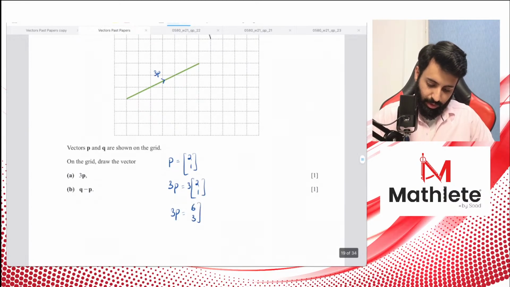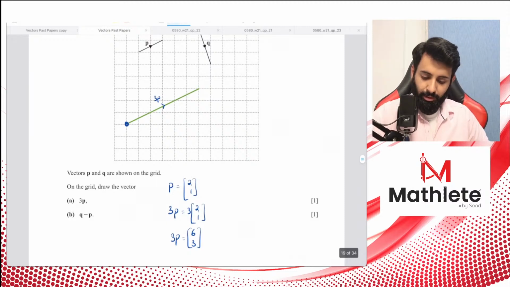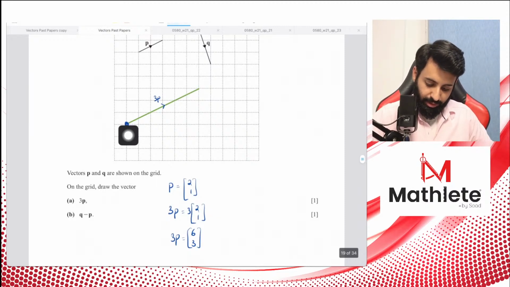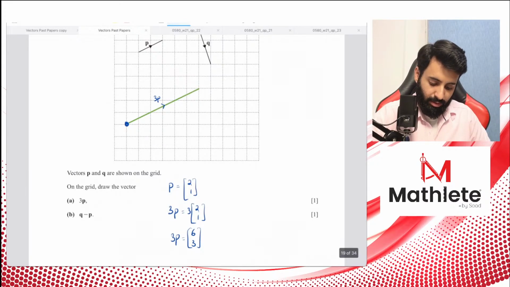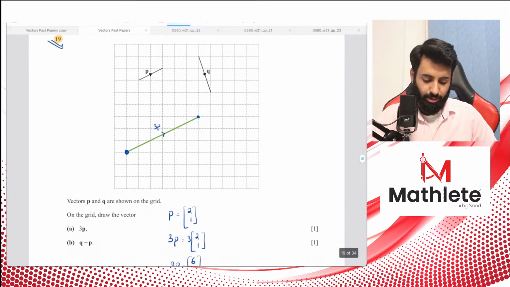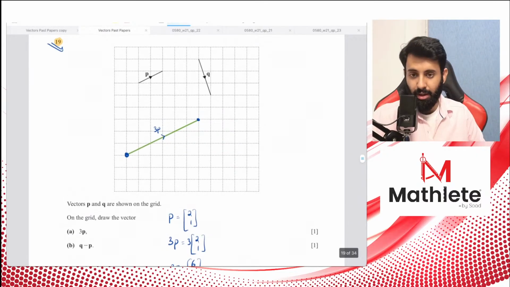So here's what you can do. You can pick a starting point. Okay. And then from this point, you move 6 units to the right. 1, 2, 3, 4, 5, 6. And then 3 units up. 1, 2, 3. And there you go, where the point ends. You can join these 2 points with the help of a straight line. And now you have vector 3P.